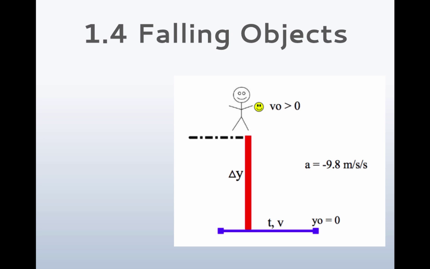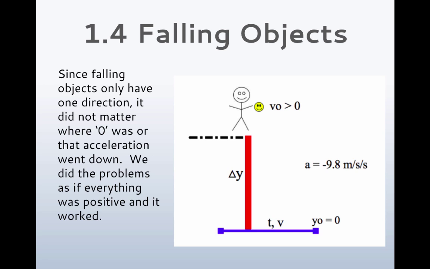So this is the diagram that you're going to get for falling objects. This was 1.4. Since falling objects only have one direction, it didn't matter where we put 0. It didn't matter that acceleration was down. Everything worked just hunky-dory because we were finding speed, not necessarily velocity, because velocity was going to be negative as well.